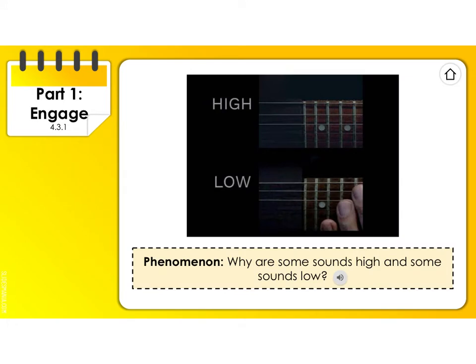Here is the question that we're asking. The phenomenon, or the thing that we are exploring this week, is why are some sounds high and some sounds low?